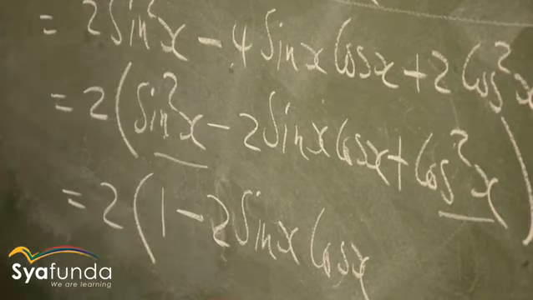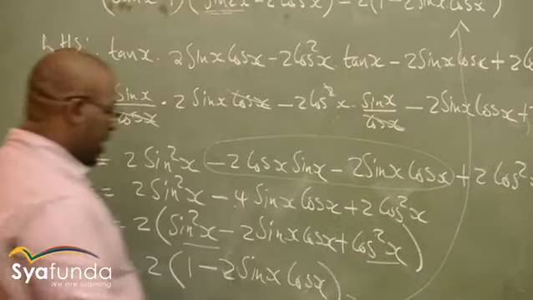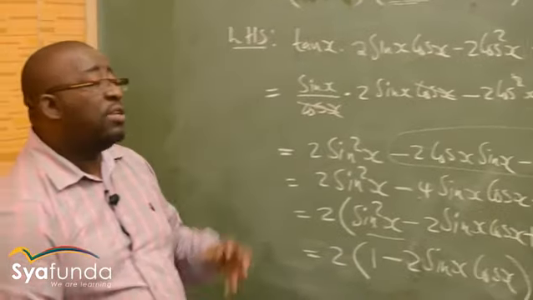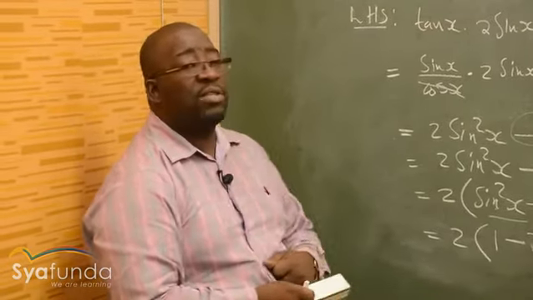Is this what I want? Yes, this is what I want. Yes, the left-hand side is equal to the right-hand side. Then you make a conclusion in this one. So this is another alternative method. You can come up with your own methods as well, as long as you come to the same solution. Thank you.